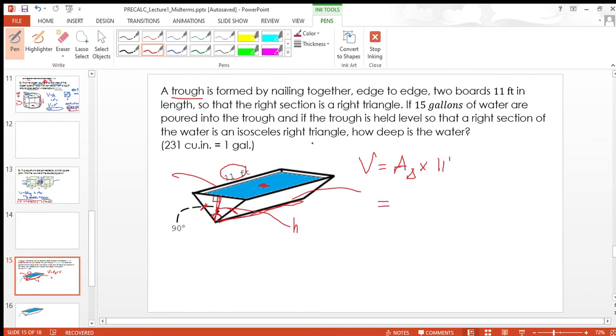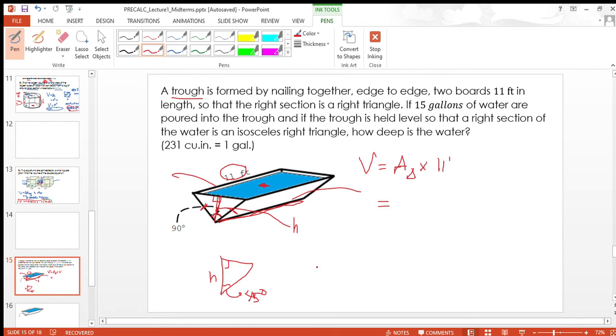Yung height ng water, which is h. So yung h is actually the altitude of the isosceles triangle. So if that's an isosceles triangle, let's just isolate that. That's 90 degrees. Ito yung h. So ito will be 45. This will be 45 degrees. Okay? So that will be h.